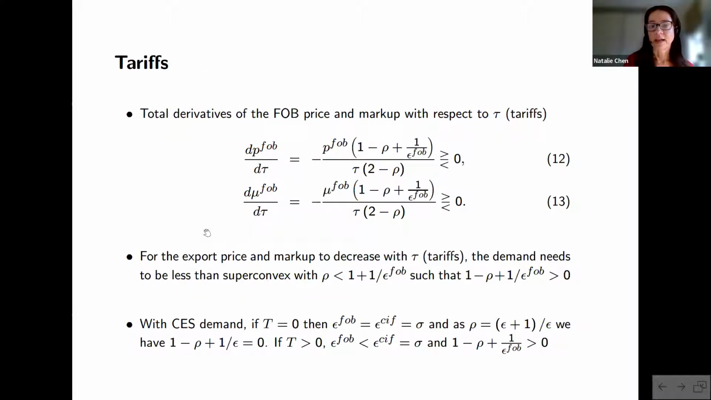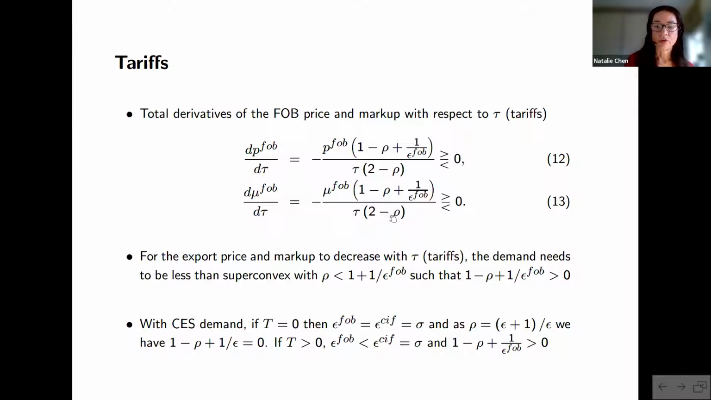Now we do the same for tariffs, except that here we look at the total derivatives of the price and markup with respect to tau, where tau can be considered as a proxy for tariffs. And we get those two expressions here, where again, those two expressions can be positive, negative, or equal to 0. What we know from the data is that the export price and the markup, they decrease with tariffs, which means that the two expressions here should be negative.